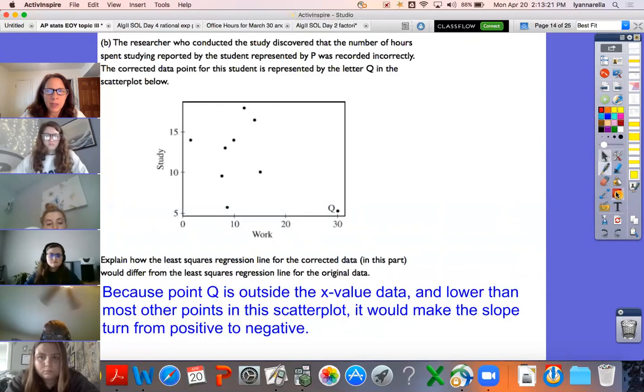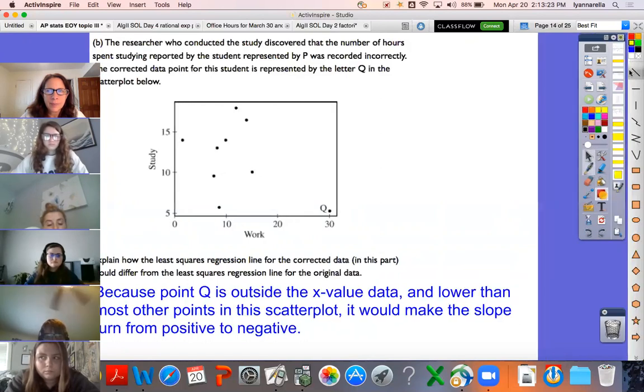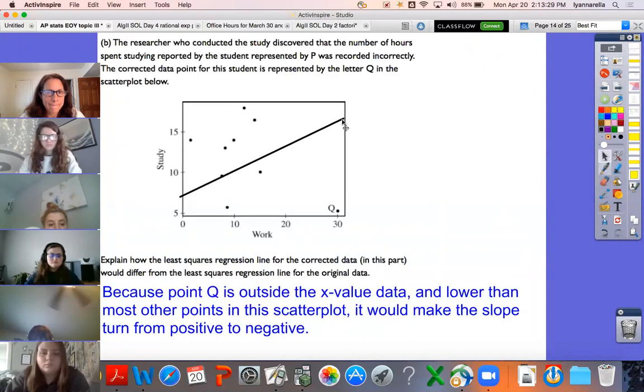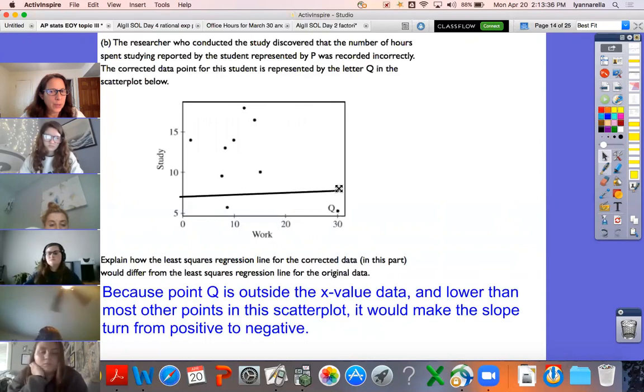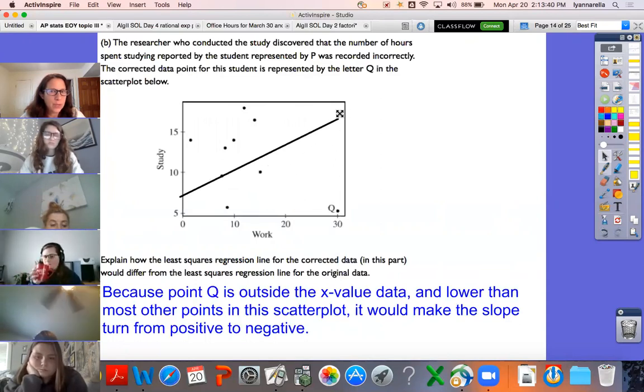Remember, the line looks something like this. What is Q going to do to that line? It's going to bring the end of the line really low. It's going to pull the slope down towards it. It might not go all the way to it, but it's going to pull it down from where it was to closer to Q. So that's what a point of influence is.